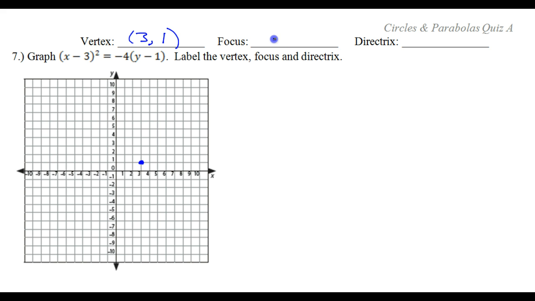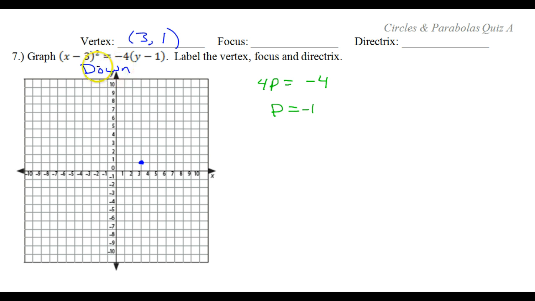Great. So now the focus. Well, this is a normal parabola where x is squared. So I know this is going to be up or down. And because of the negative, I know this is going to be down. So just keep that in your mind. Let's go and find that p-value that we need so badly. See the negative 4? This is 4p. So 4p is equal to negative 4. Dividing both sides by 4 gives me p equals negative 1.